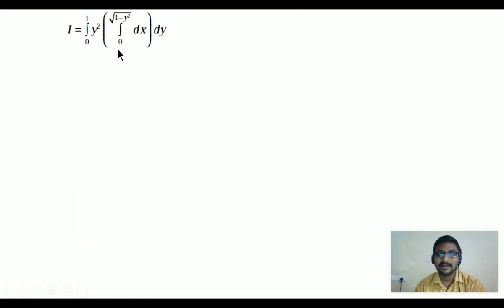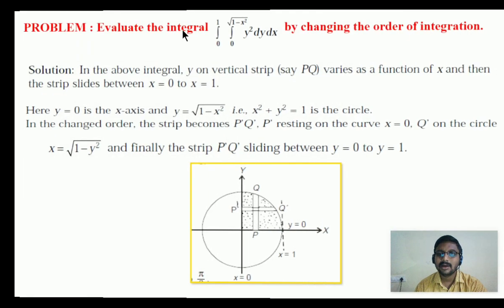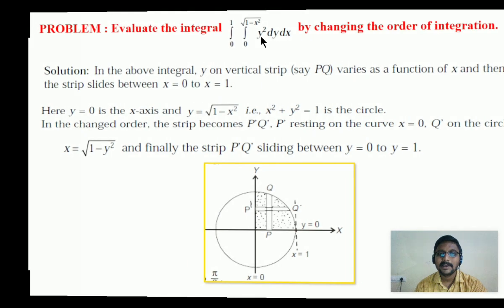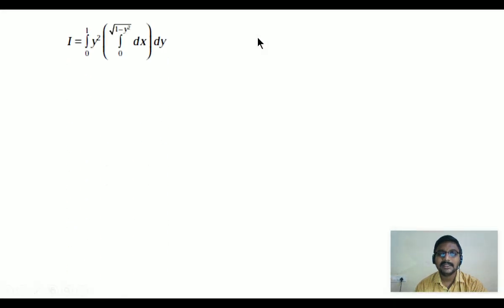So it is the problem by taking the new limits. So the new limits are x varies from 0 to root of 1 minus y square, and y limits as 0 to 1. So clearly here we changed the order. In the given problem the order is dy dx, but we have changed the order here as dx dy, and we have changed the limits also.